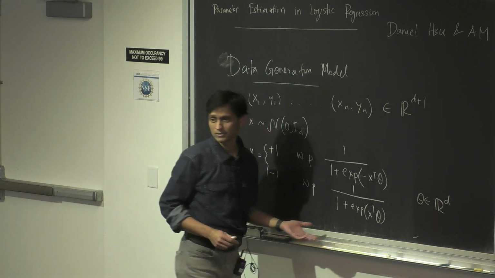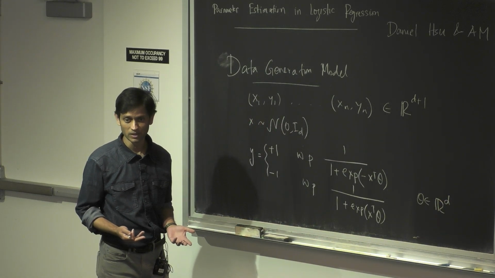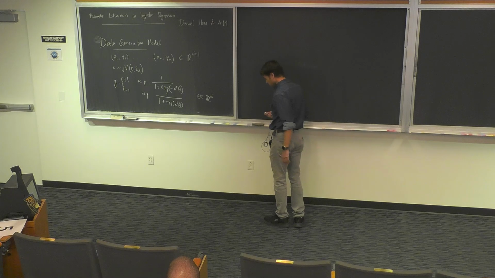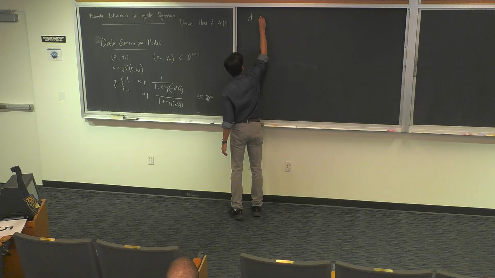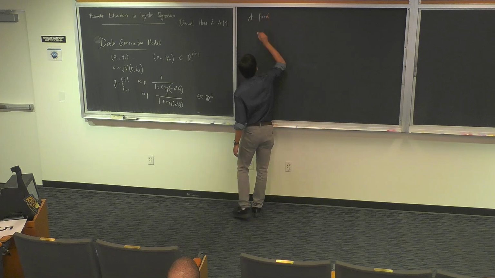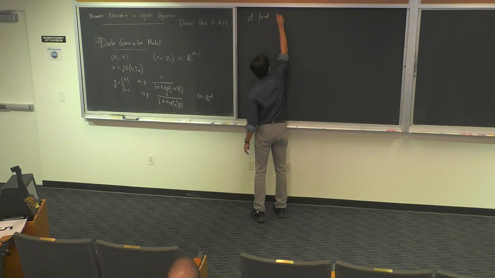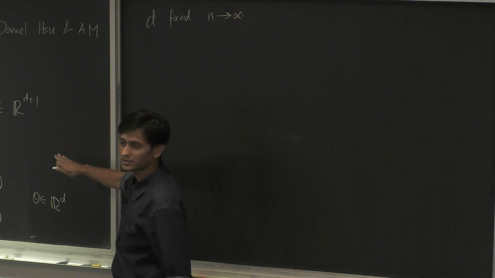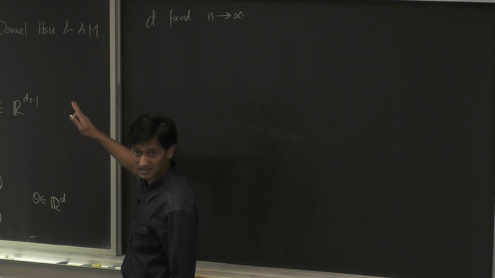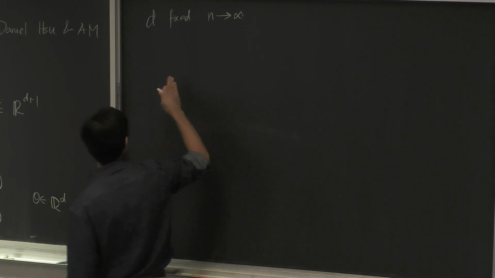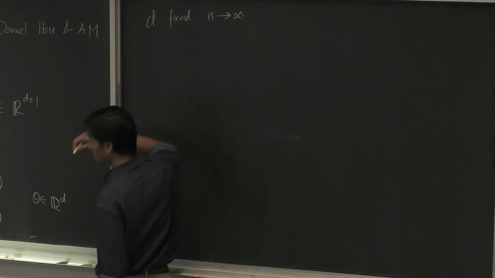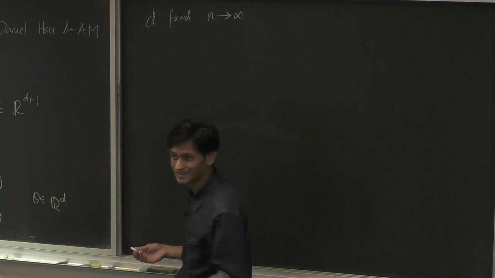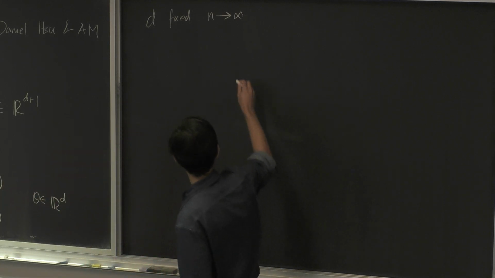Of course, this is a very well-studied problem, and a lot is already known about it. So suppose d is fixed and n is increasing. Then it is known that the maximum likelihood estimator for this problem is pretty good. It's asymptotically normal. So what is the maximum likelihood estimator? You just write out this loss function for this type of probabilistic generative model. We can write out explicitly the maximum likelihood estimator, which is the logistic loss.